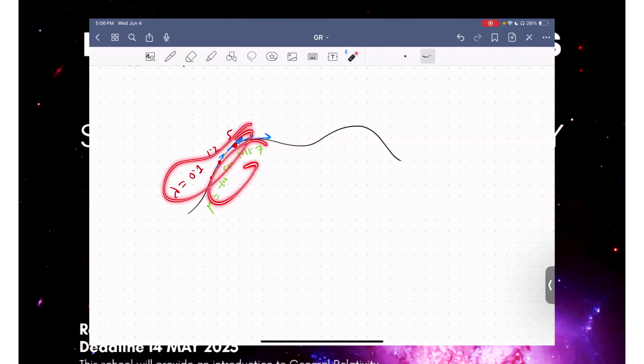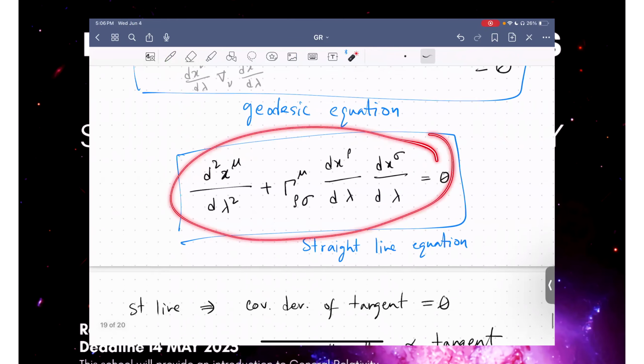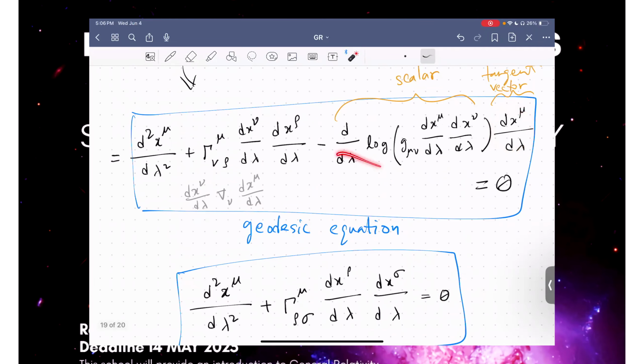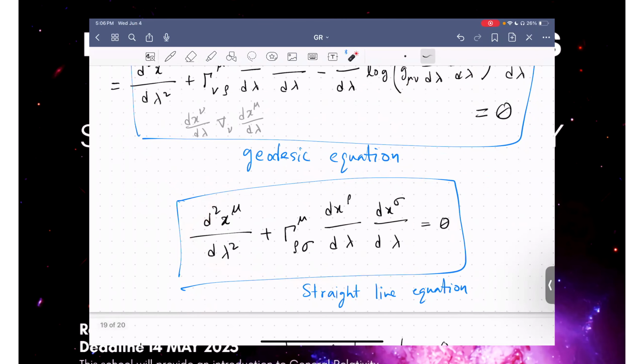But this kind of reparameterization will change these differential equations. It will change this differential equation by adding a term on the right-hand side proportional to the tangent vector. So starting from here, you can find a different parameterization such that this term goes away, and you end up with this equation.